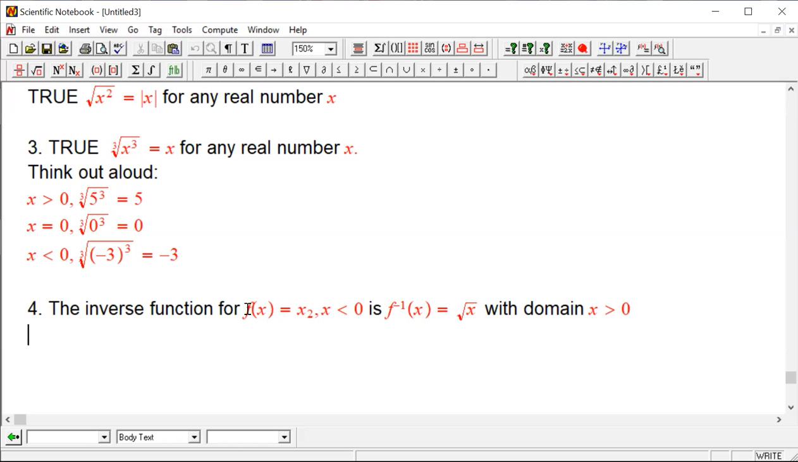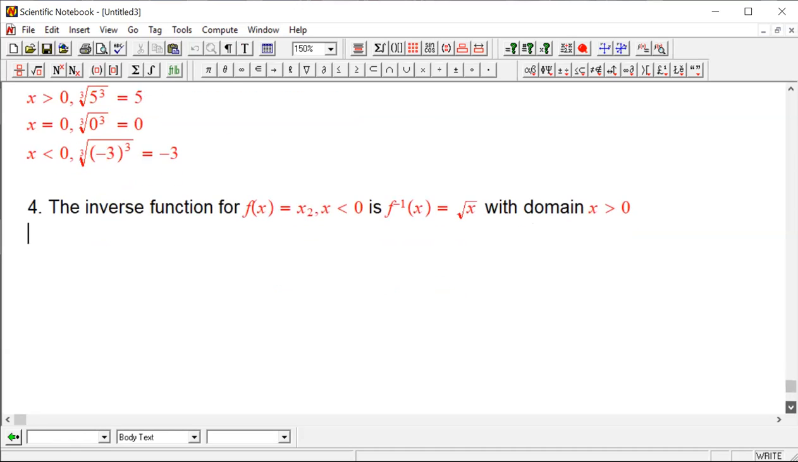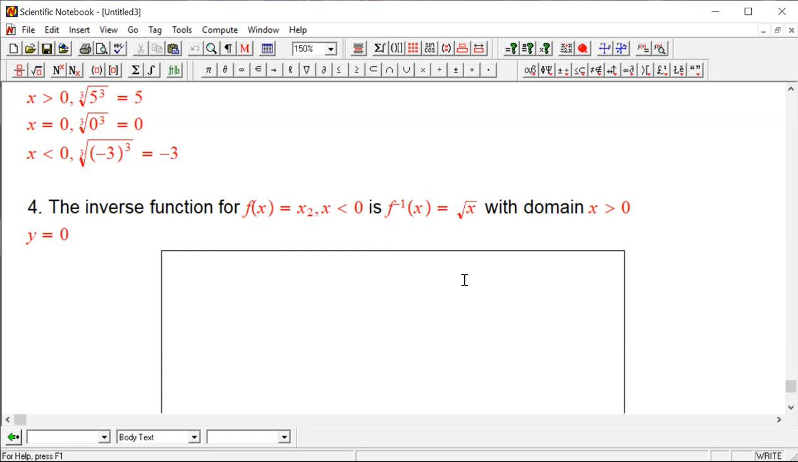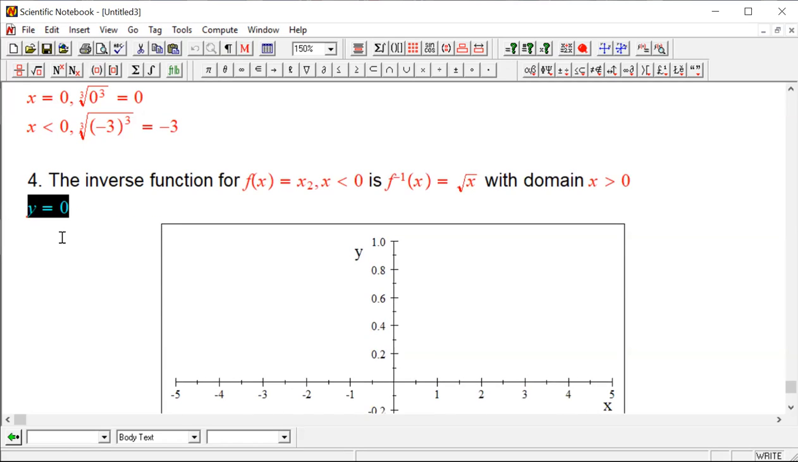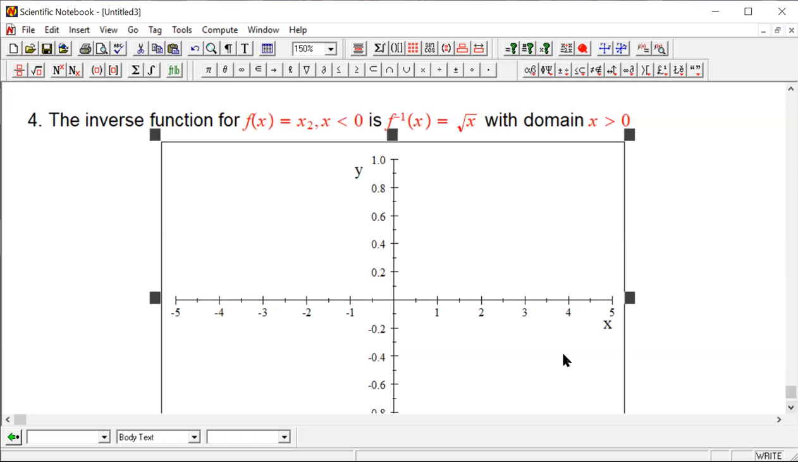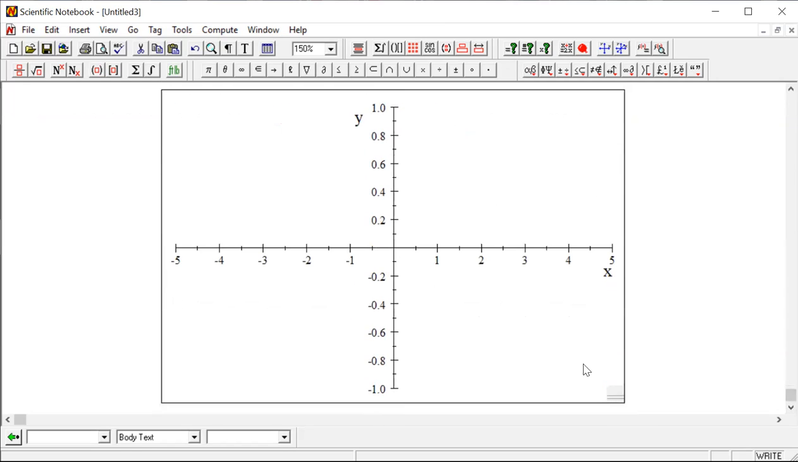We know that f of x equals x squared when x is less than 0, right? So if you draw the curve, are they symmetrical along the green broken line? Remember that green broken line, y equals x. I'm going to start the rectangular system. This is the way you can check very quickly if you're familiar with the graph.